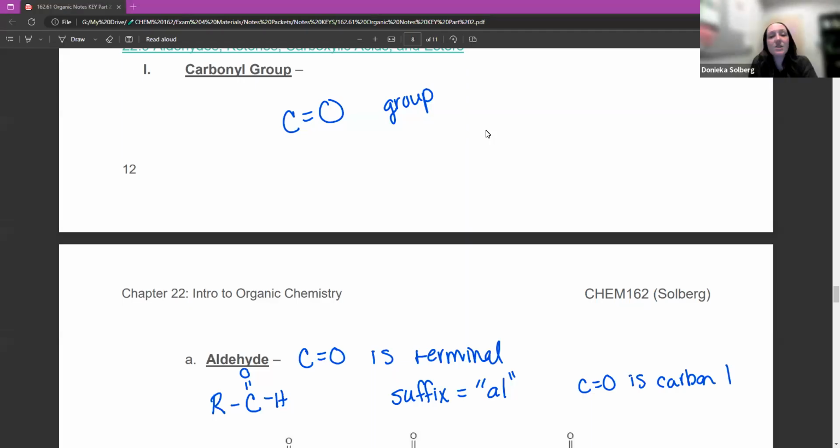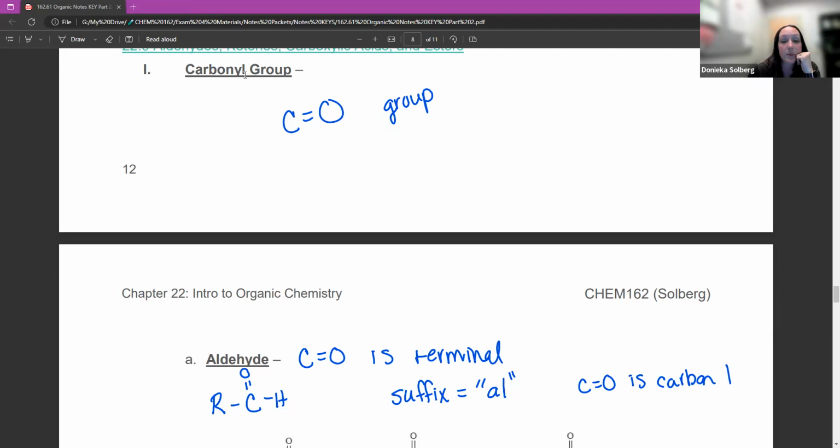On to these carbonyl ones. So we just did the alcohols and the ethers. Now these are carbonyl groups, or C double bond O groups. So we have aldehydes, ketones. We'll talk about carboxylic acids and esters. So they all have a C double bonded O.